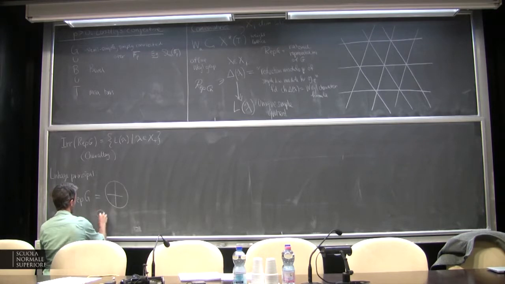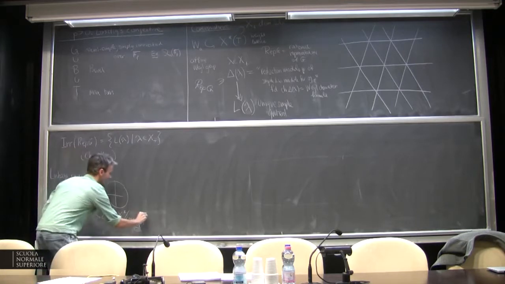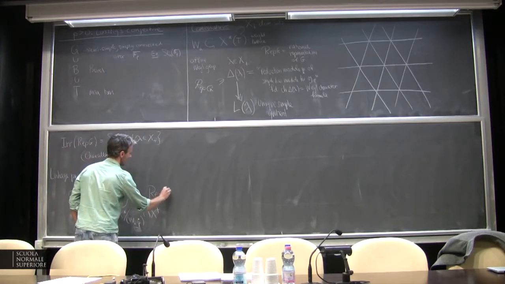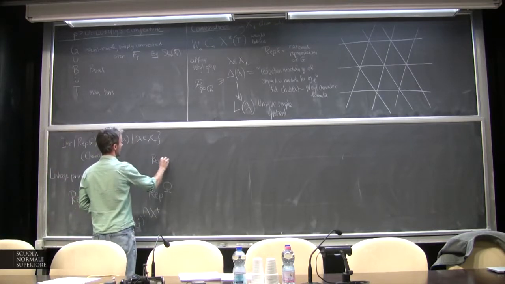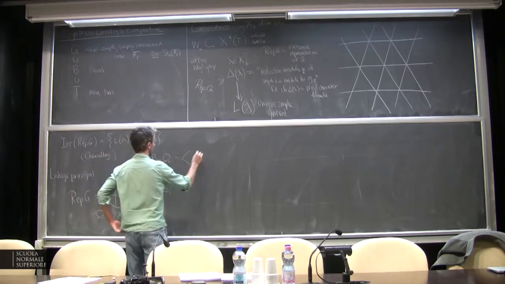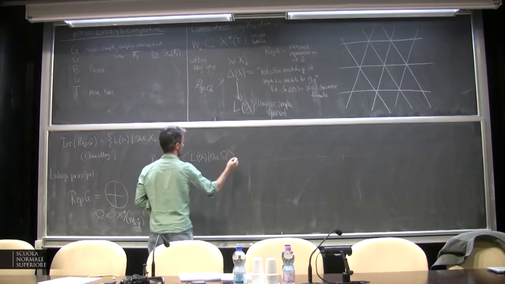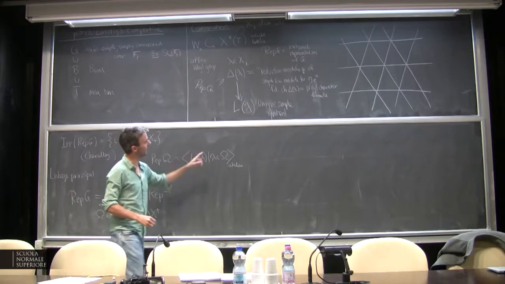Gamma in the orbits on X star of the affine Weyl group with the p-dot action, so I'll explain what this is in a second. Rep Omega is the full subcategory, the abelian subcategory generated by all of these L lambda.